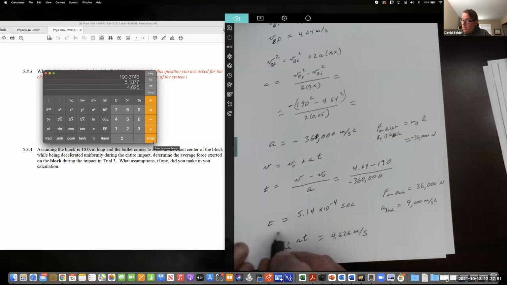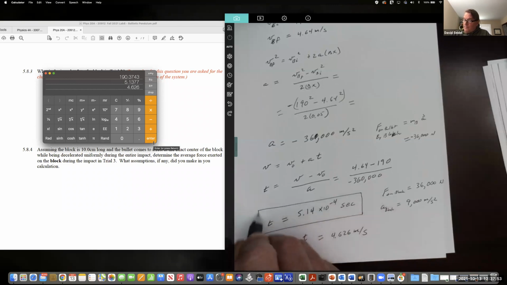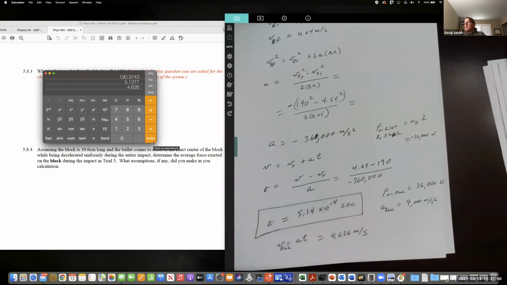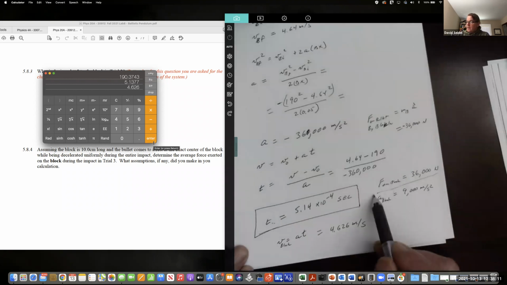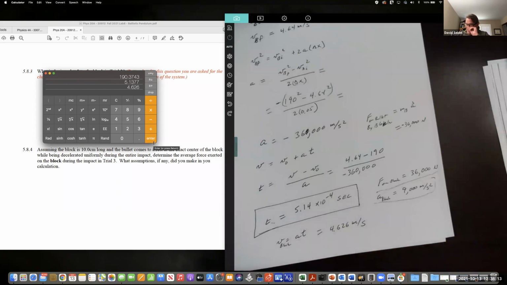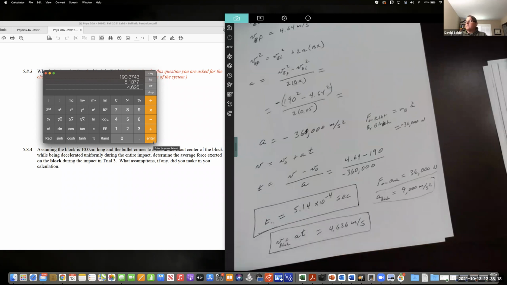This gave you time of interaction, 0.5 millisecond, 500 microseconds. There's a lot of interesting stuff you can get out of a problem like this. I didn't ask you for this in the problem. I asked you for the force on the block. I did not ask you for the acceleration of the block, or to prove that these come out the same, but look, this all works out about the same. We have small error in working these out. We have round off error in the calculator.